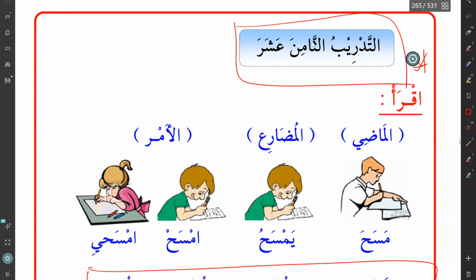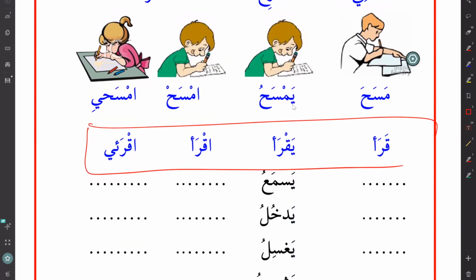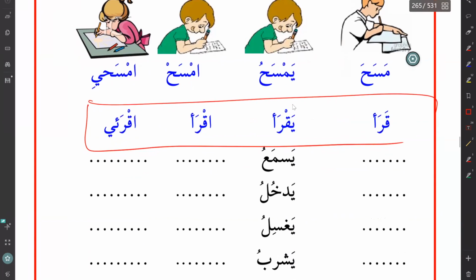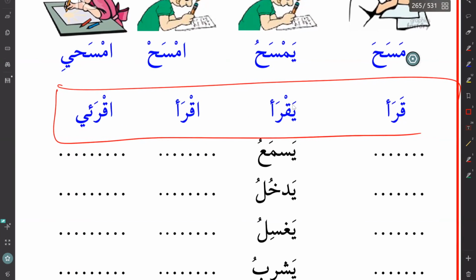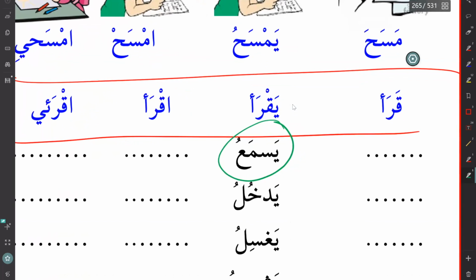I think I gave you this exercise التدريب الثامن عشر as a homework, right? هل فعلتم? Did you guys do it? Let's see. You can give me the verbs and then let's see if we got them right. So what is the past tense of sami'a? I gave you the past tense, didn't I? Subhanallah. So the past tense of yasma'u is sami'a.